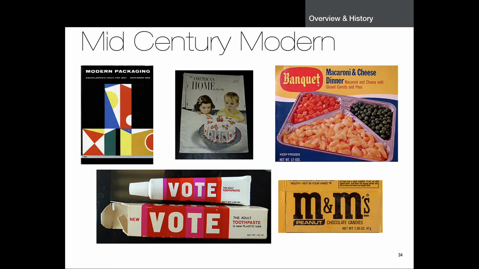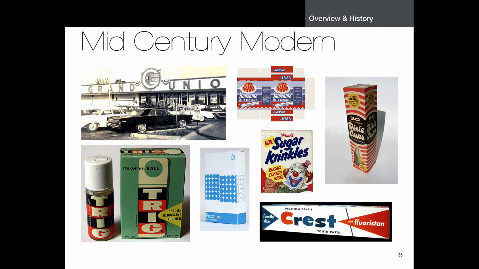Then we get into mid-century modern graphic design of the 50s and 60s. So here you can see some examples of it. There you can see also an example of some of those frozen dinners that were popular in the years before the microwave, where you would actually place them in the oven and cook them. Obviously, having the aluminum foil would be helpful there. Mid-century modern design, here are some more examples.